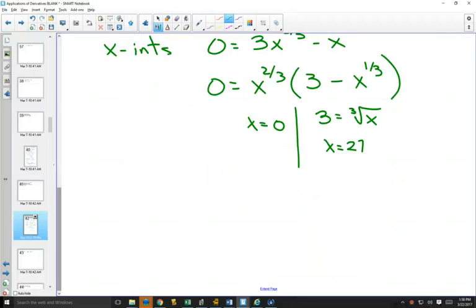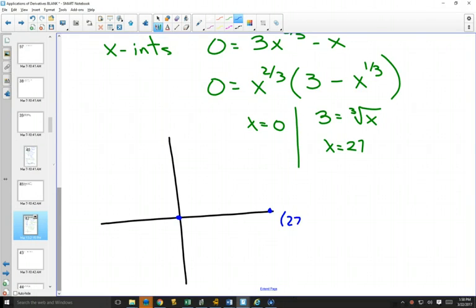Putting this all together into a graph. What do we know so far? We know that we have an x-intercept at 0, 0. We have another one over here at 27, 0. We know that at 8, 4, we have a local maximum. We know that it always has to be concave down, and that it's decreasing, then increasing, then decreasing.